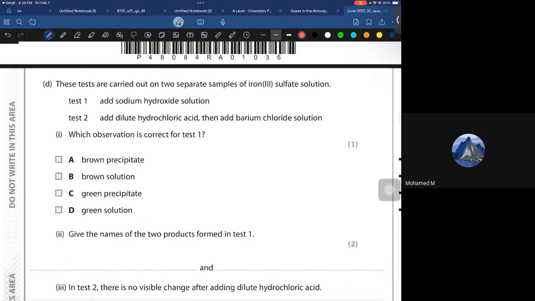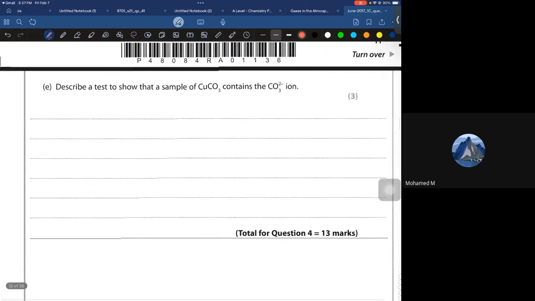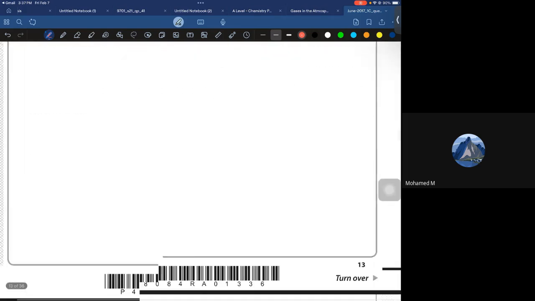These tests are carried out on two separate. No, it's not your part. We would be opting those which are going to have your exam.